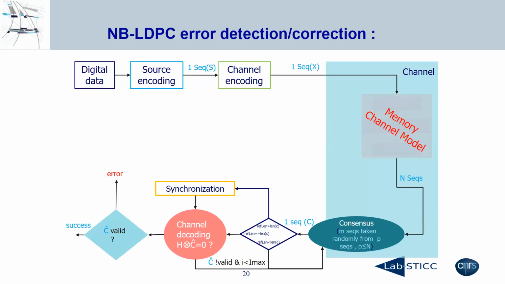So the decoding scheme becomes this way: the consensus sequence is tested, and if its length is less than what was expected, then we use synchronization. Otherwise, if it's equal, we use the channel decoding directly, or if its length is bigger than what was expected, or if the decoded word is incorrect, we try to reconstruct another consensus using another set of sequences.